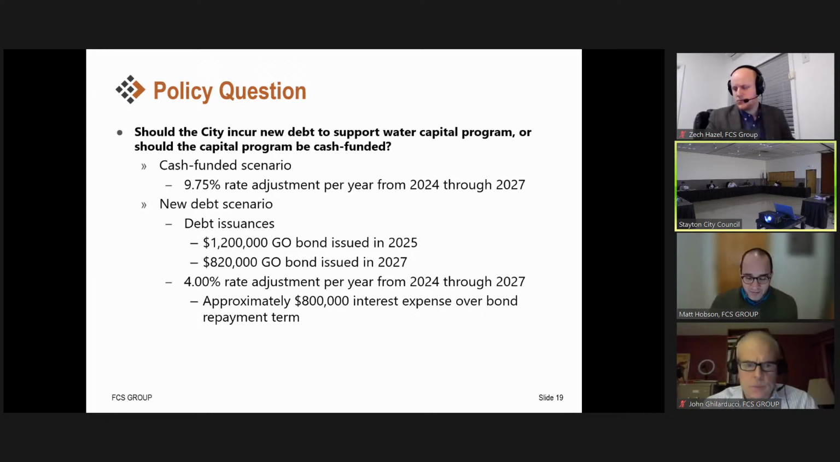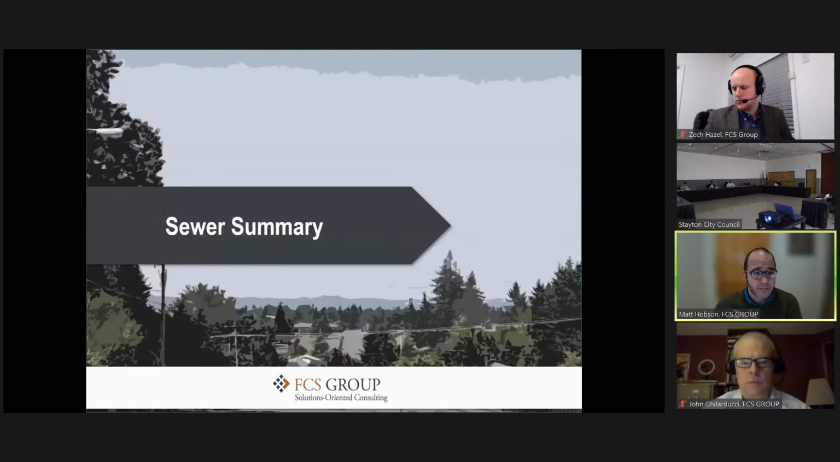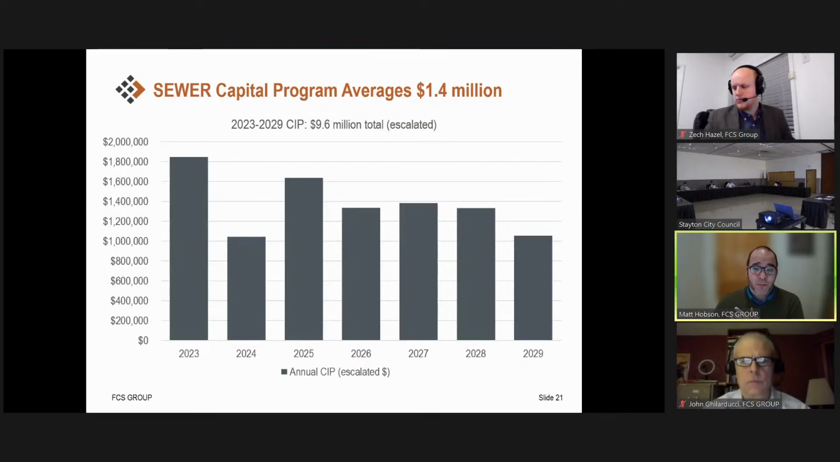Great. Yeah, so we'll go through wastewater and surface water relatively quickly and then reserve some time for the streets discussion. And then I do want to spend time at the end, as Lance mentioned, bringing it all together so you can see the overall impact to the household bill. So for the sewer utility, there is more capital required, roughly $10 million over the time period, averaging $1.4 million per year. Unlike the water utility, the capital program is a little more balanced over time.